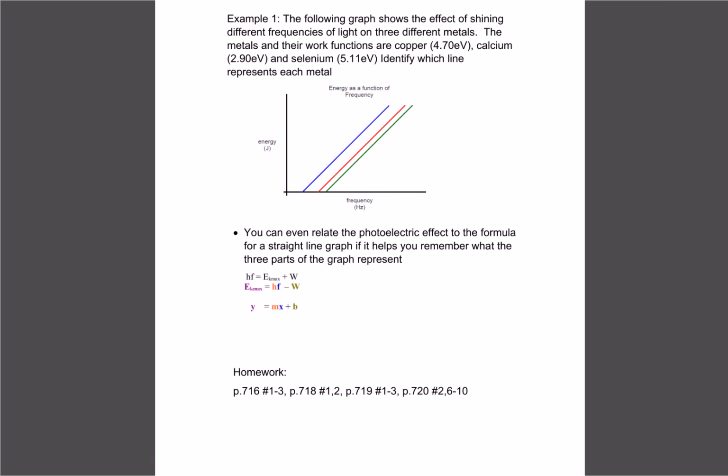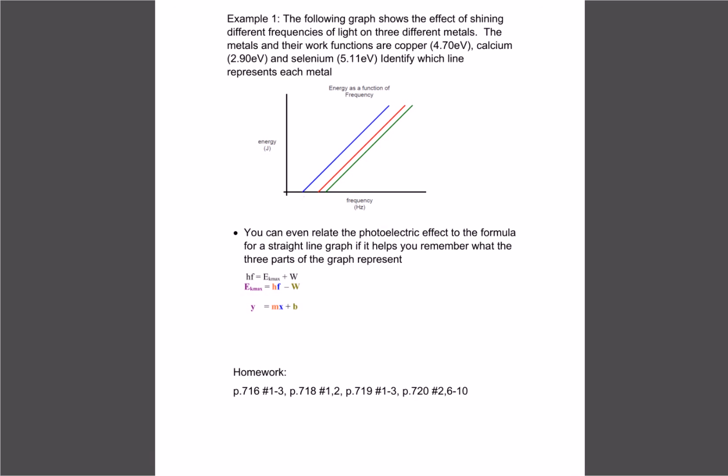So what that means is if we graph different metals, this example here shows copper, selenium, and calcium, and it's showing 3 different lines. So that means each one has a different threshold frequency, so we have different values here. So that means each one's going to have a different y-intercept as well, so a different work function. But what you do notice is they're all the exact same slope. They're all parallel lines. So that means Planck's constant has to be the same for each, which it is. So you're always going to get parallel lines.